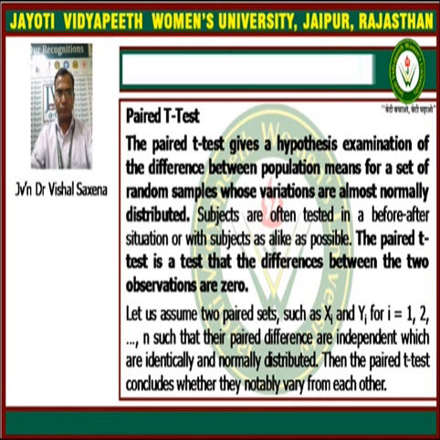Now, to run this test, what should be done here? Suppose that we have two paired sets, xi and yi, where i goes from 1 to n. So xi and yi are the two paired sets. Then the paired t-test concludes whether they notably vary from each other.